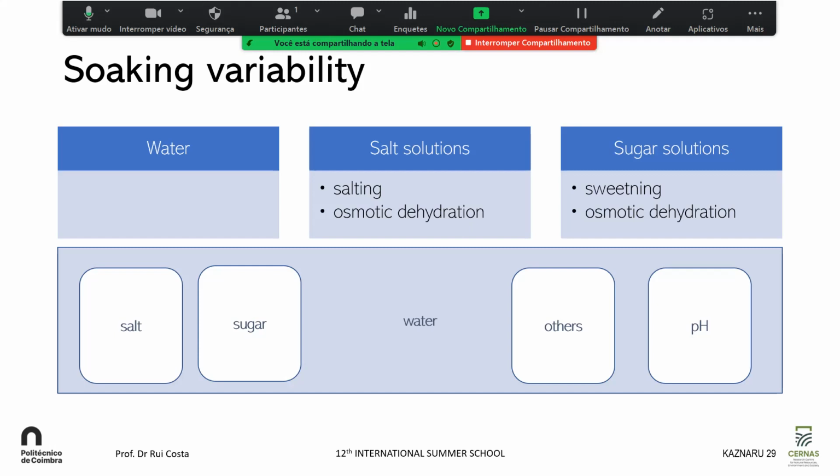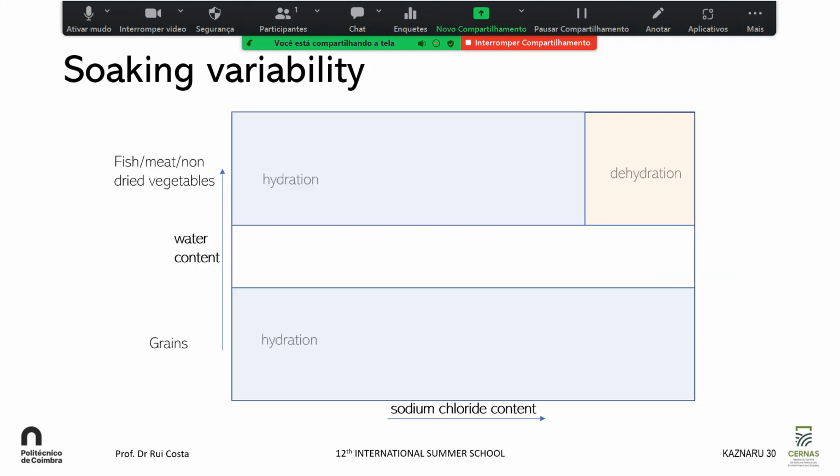So when you speak about soaking, it is not only about immersion in water, it can have some variations. And in pulses, there are applications of soaking in water and soaking in salt solutions. For example, leblebi is produced in several ways. One of them is to soak in salt solutions, even of very high concentration.